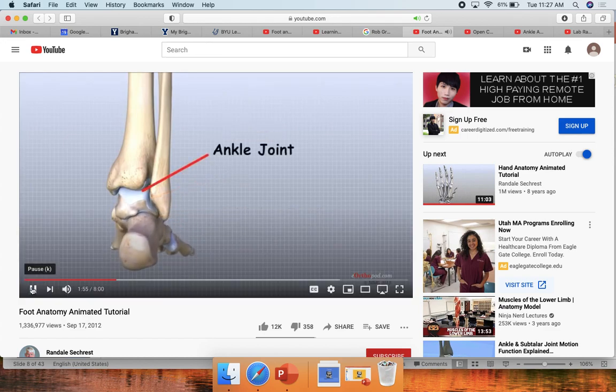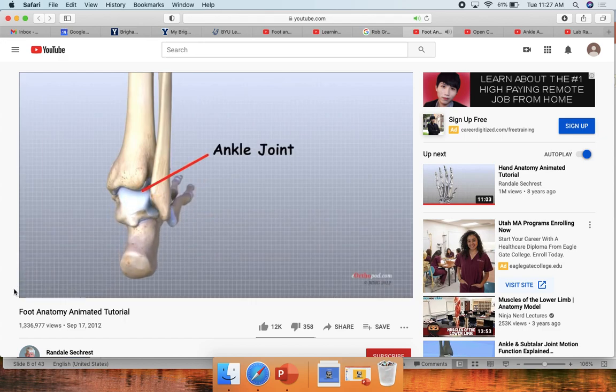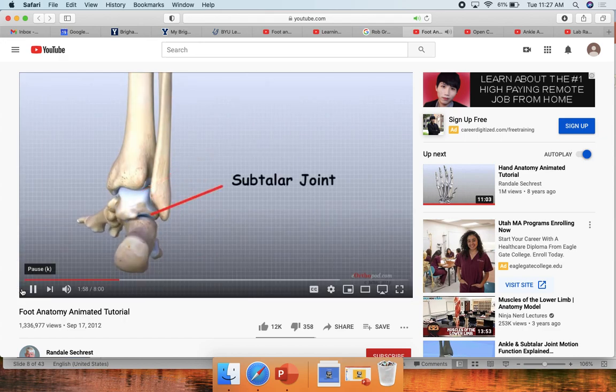The ankle joint allows the foot to bend up and down. This is also called the talocrural joint. That's probably the more correct name as opposed to the ankle joint here. The subtalar joint allows the foot to rock from side to side. That side-to-side motion is also called pronation and supination, in case you have forgotten. That up and down motion happening at the talocrural joint is plantar flexion and dorsiflexion.